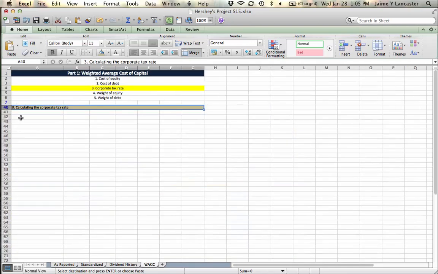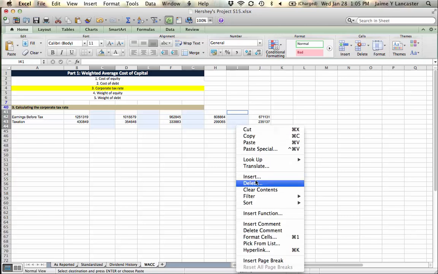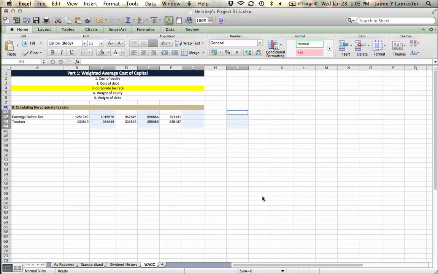capital. I'm going to give myself a space so that I can type in my dates. Those are my earnings before tax, and taxation is the same thing as income tax expense. So that's the amount of tax that Hershey's has paid. Again, I'm going to delete those cells to make more room, shift them to the left, add my dates, drag it over, make it bold and center. Now it's nice and pretty.